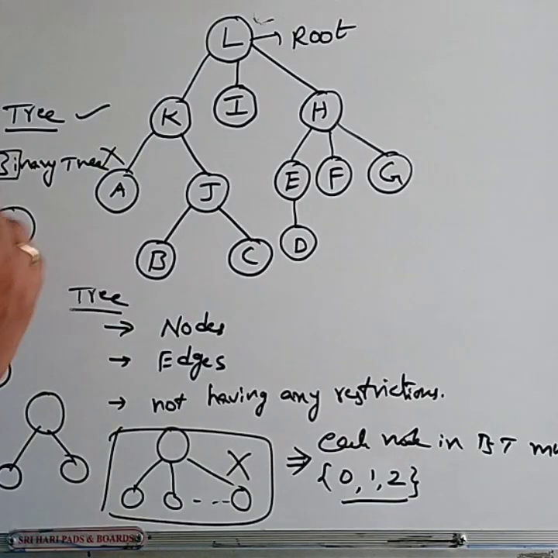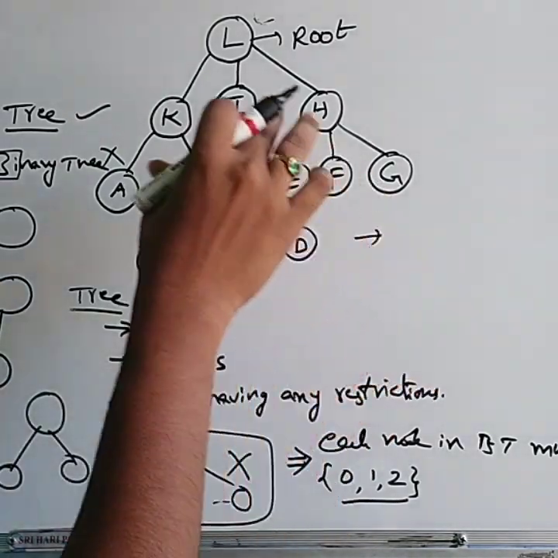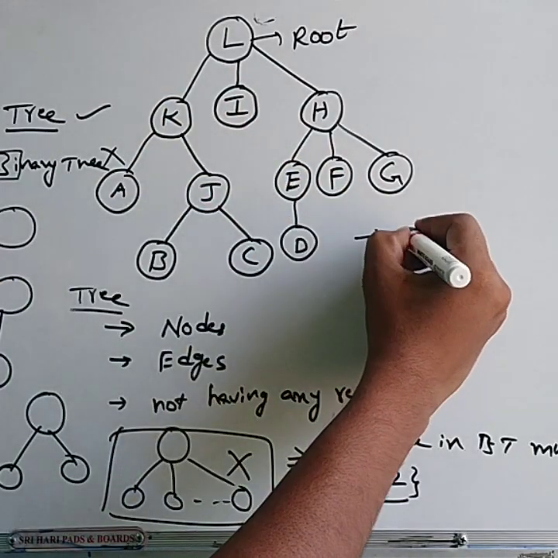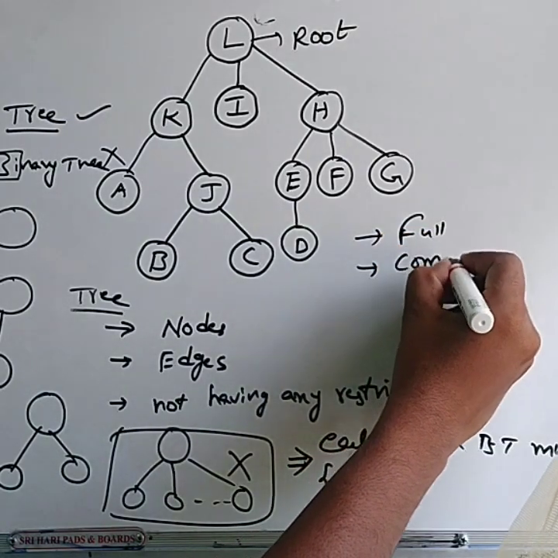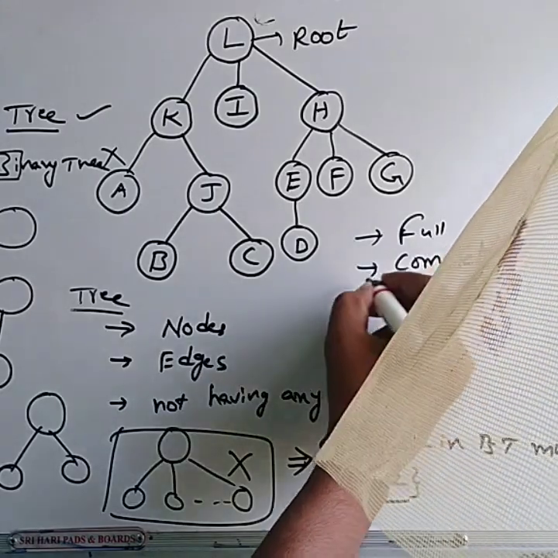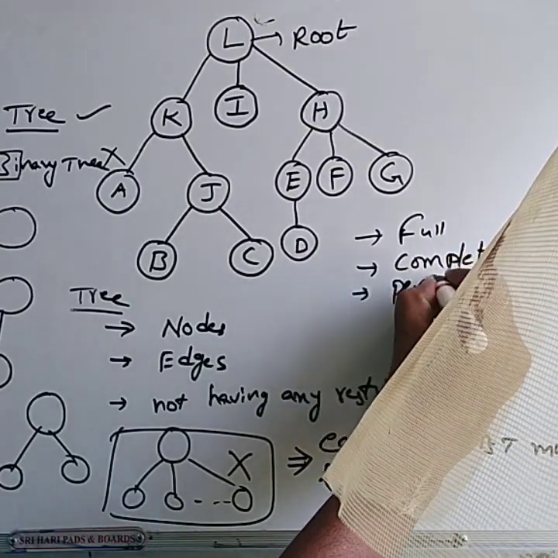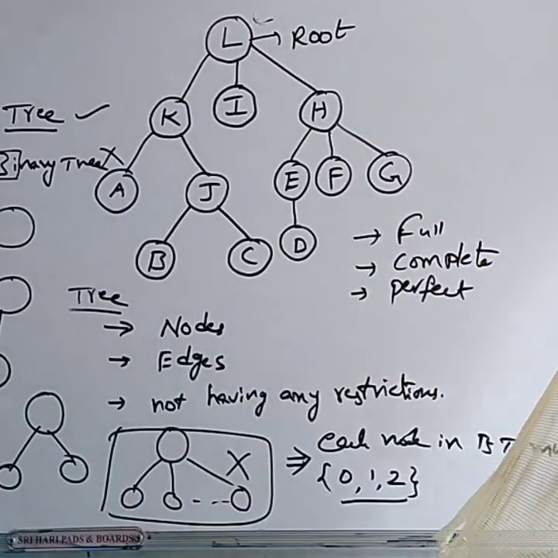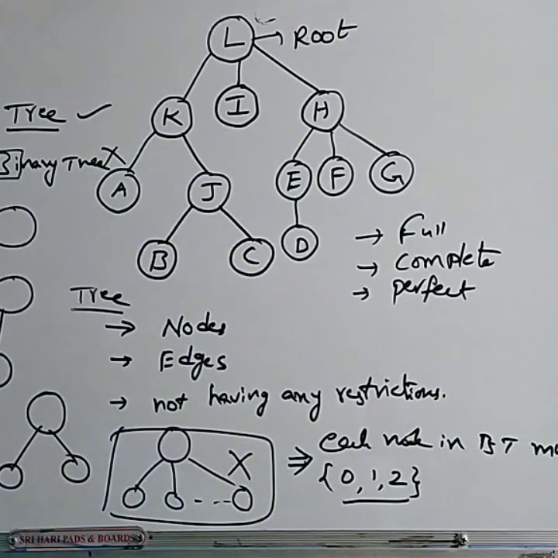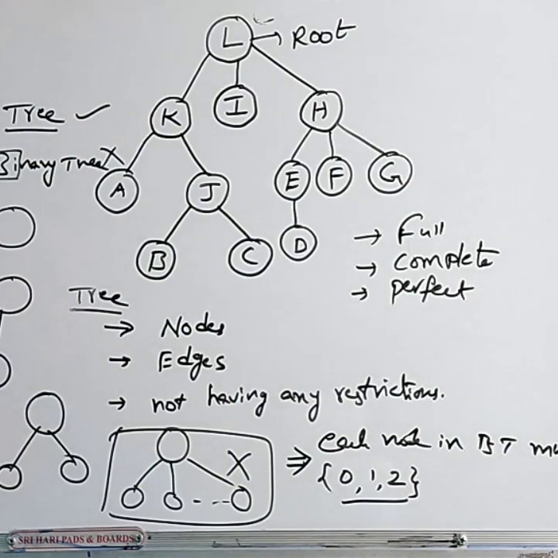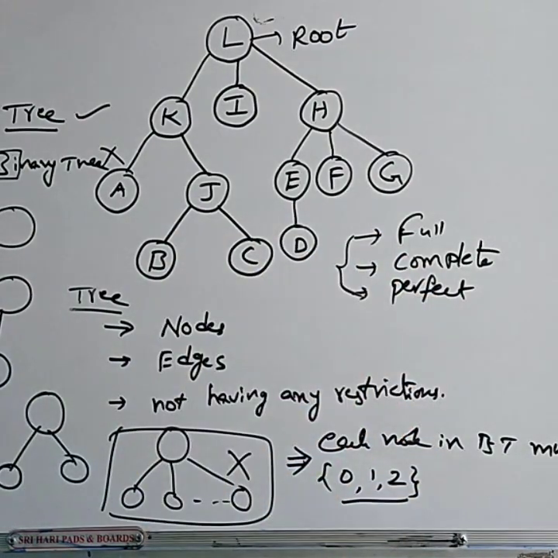If the tree is not a binary tree, it is not a full binary tree, it is not a complete binary tree, and it is not a perfect binary tree. If it is a binary tree, then we can check these properties.